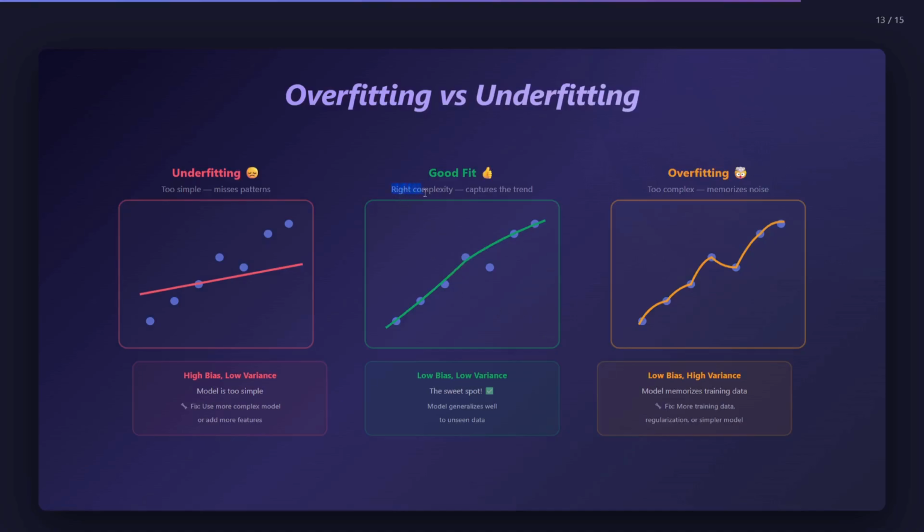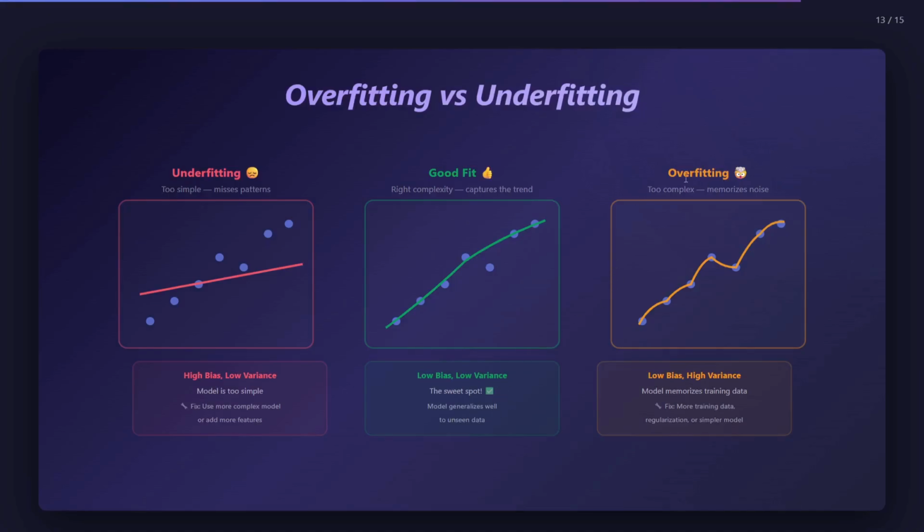In the middle you can see this is the good fit. That means it has the right complexity, and it is capturing the trend also. So you can see here, right? The model captures the general trend of the data without going crazy over every single point. So you can see how it is performing. It will perform well with new as well as unseen data, because it has low bias and low variance. This is the kind of model we want, right?